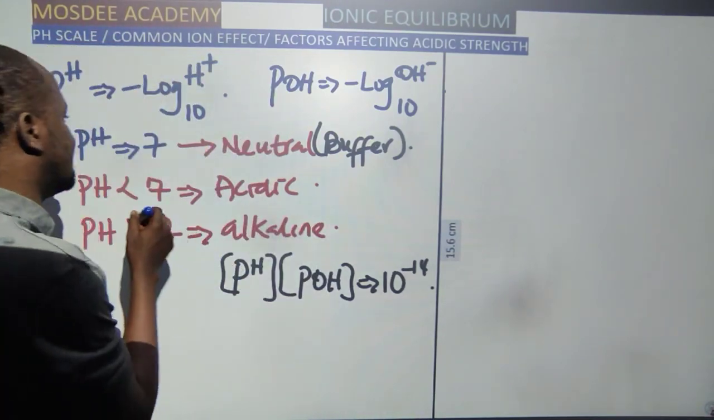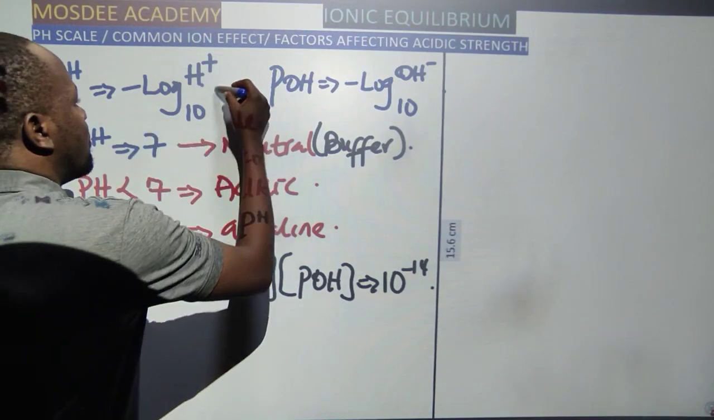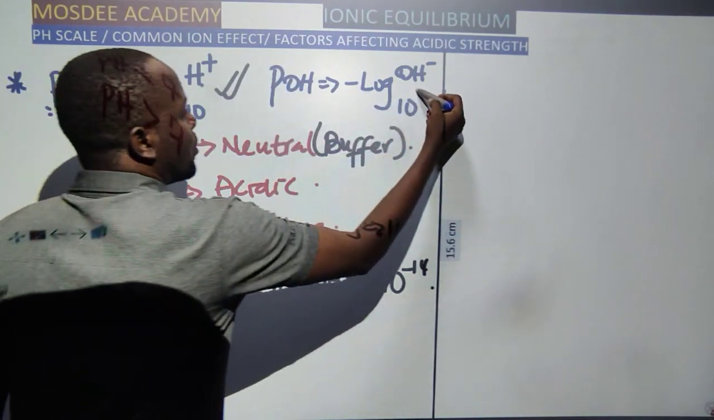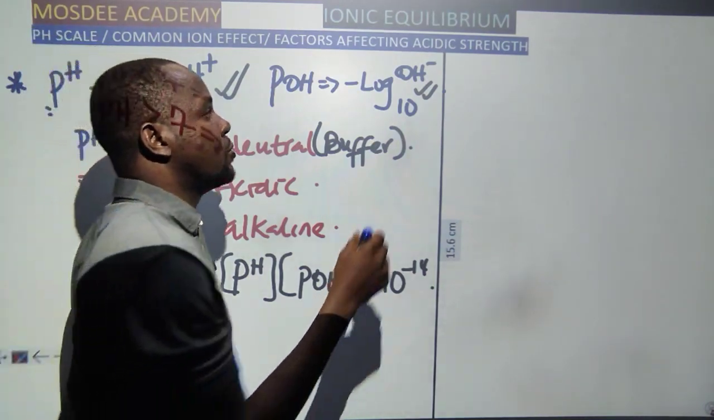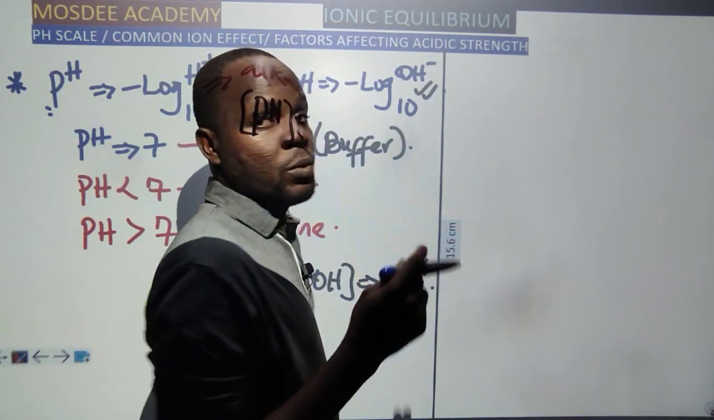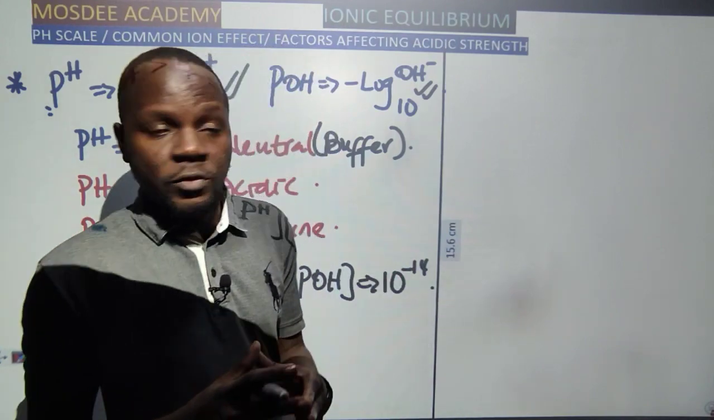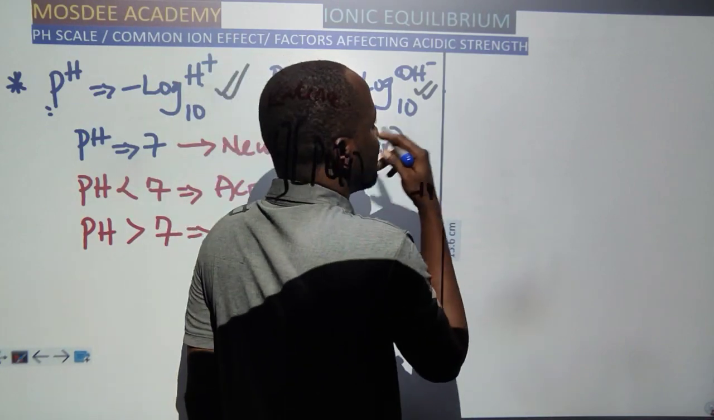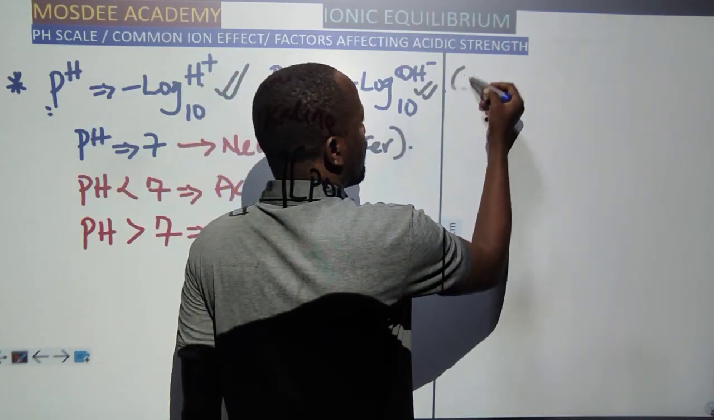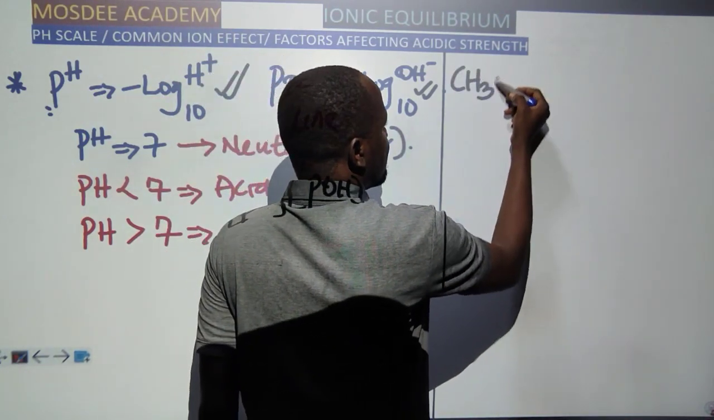I haven't said that this is the formula for pH and this is for pOH. How does it affect a solution? Let's take a very simple illustration which every one of us actually knows very well. Let's take this simple explanation about the common ion effect. I want to give you a simple substance which we are going to dissociate.